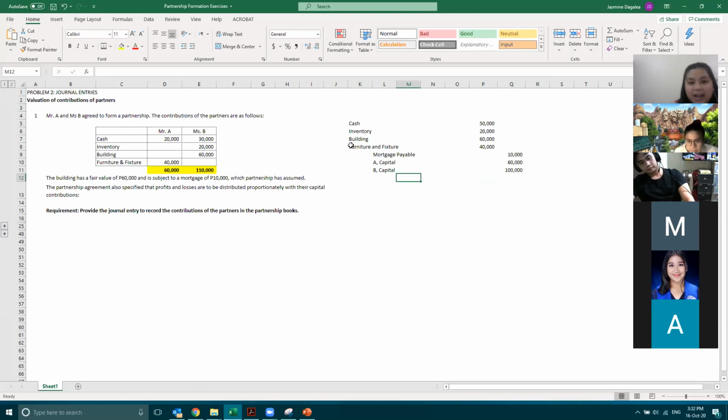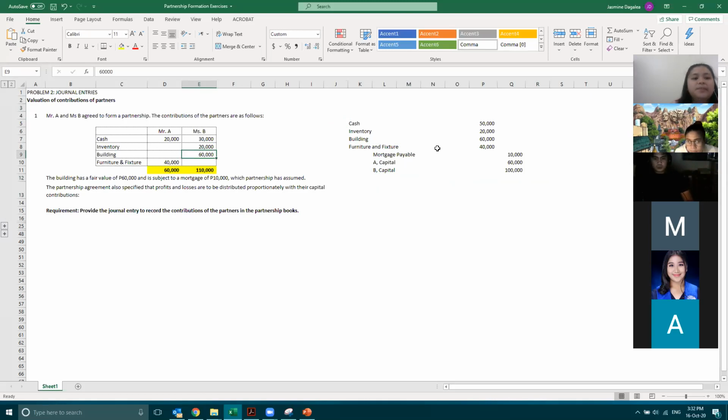So, wag niyong kalimutan ha, i-deduct niyo yung any mortgage payable associated to the asset contributed by the partner. Nag-contribute siya ng building with the fair market value of 60,000, but it has a mortgage of 10,000. So, yung net contribution lang ni partner B for the building is 50,000. 50,000 plus 50,000 cash and inventory, 100,000 lang yung capital credit niya.